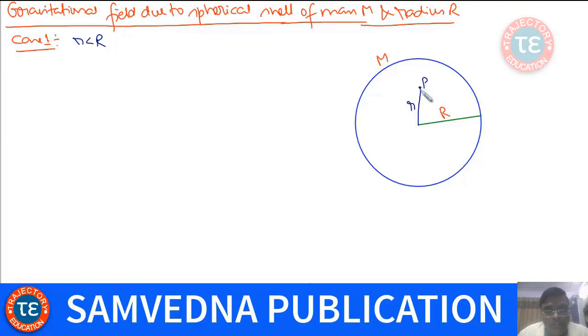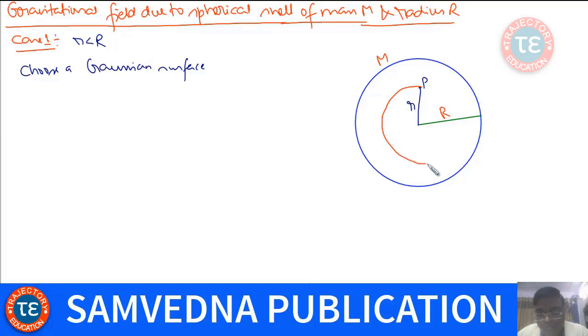So for getting the gravitational field at point P, first of all we have to choose a Gaussian surface. I told you in the last video that the Gaussian surface should be symmetrical to the mass distribution and it must pass through the point where you want to find the field. So mass is spherically distributed on the surface, so we will choose a sphere of radius small r.